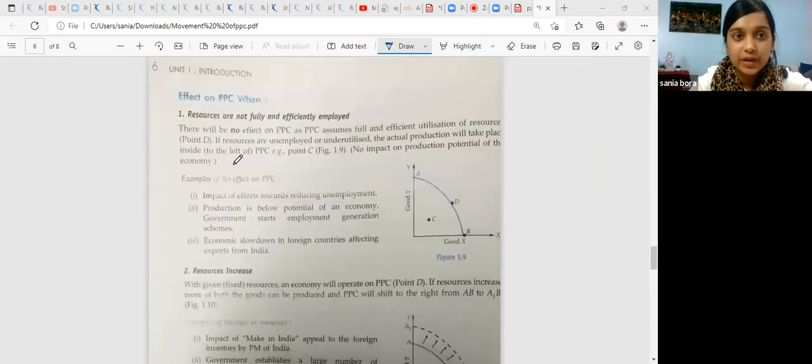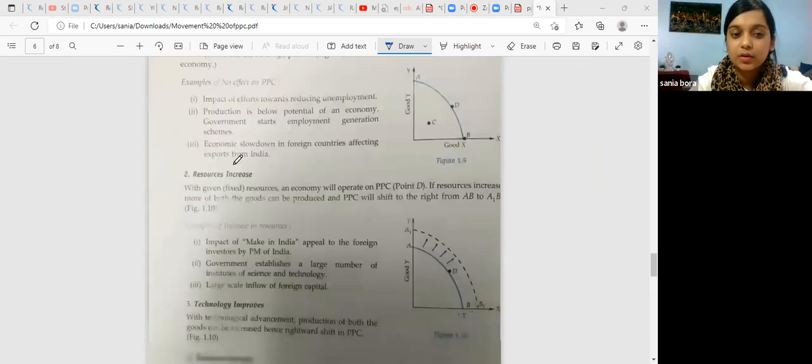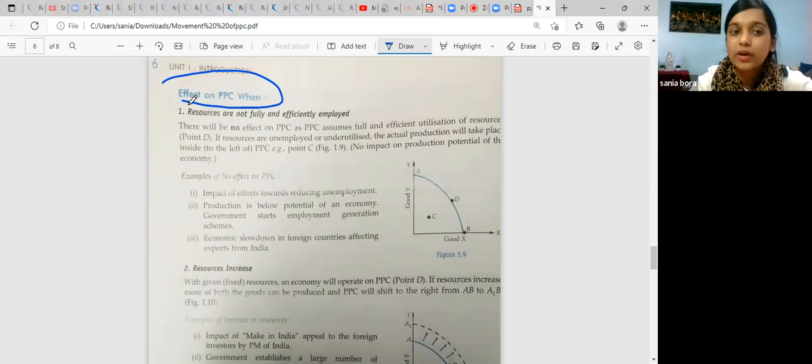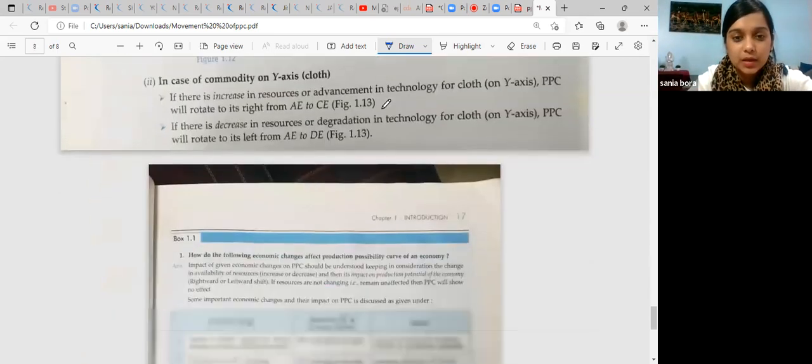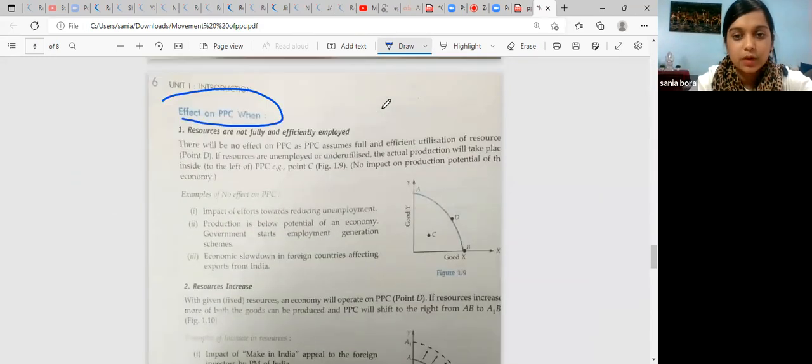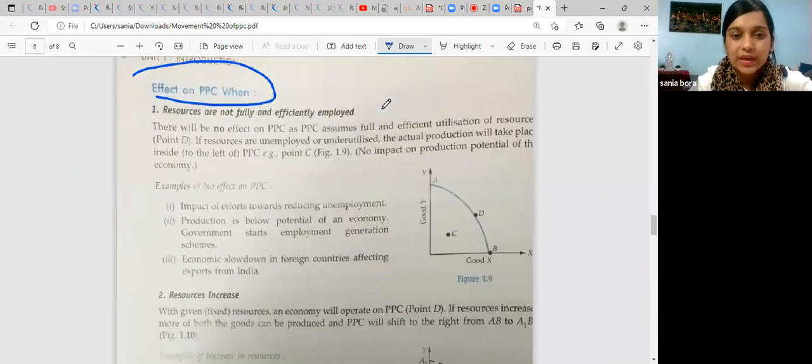So now we are going to do a very important point, one of the most important topics, the effect on PPC. The questions you will get in your exam hall are about what the effect is. You already know you have three effects: either the PPC will be shifting or rotating, leftward or rightward, or there will be no impact. You are not going to make any notes. I'm just giving you a hint of how it is going to work.